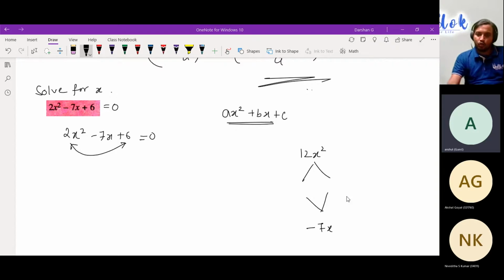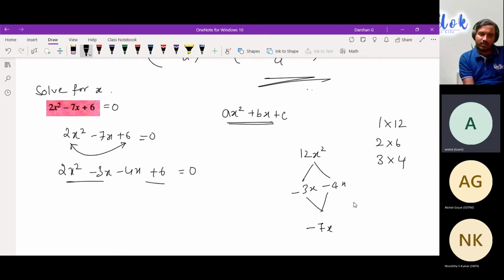If you are not so good with finding the multiples, start with one ones, no problem. Rather than going wrong, it's always better to start with one ones. Next, two sixes are not possible. Add it, minus it, you're not getting 7. Next, three fours are. That is when you get minus 7. So it is minus 3x minus 4x. That is how I split the middle term.